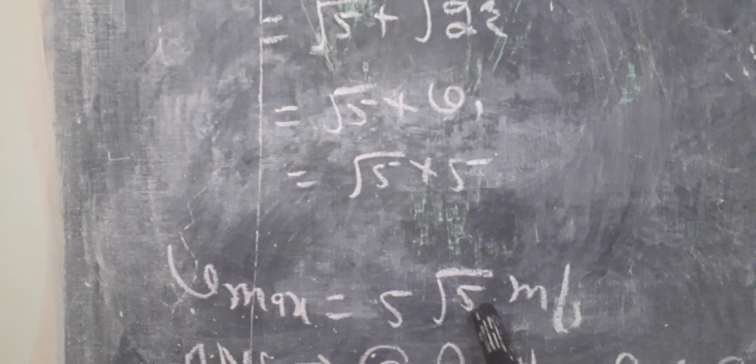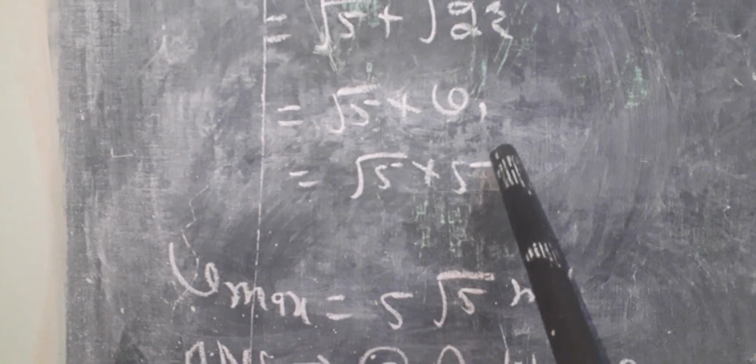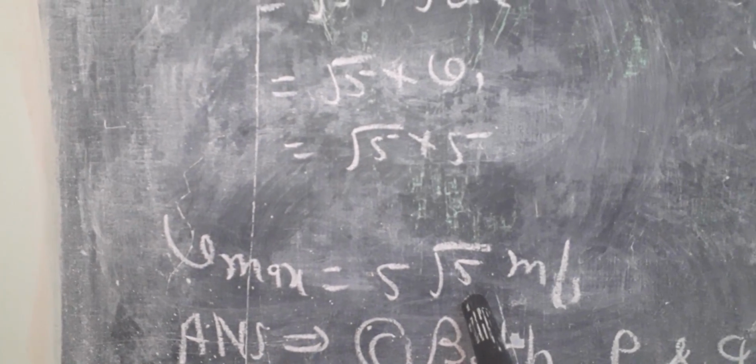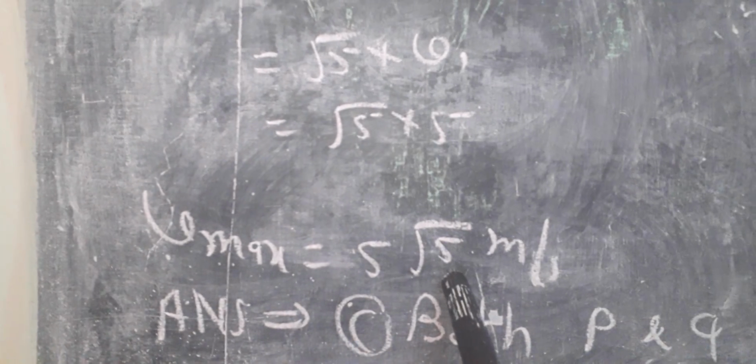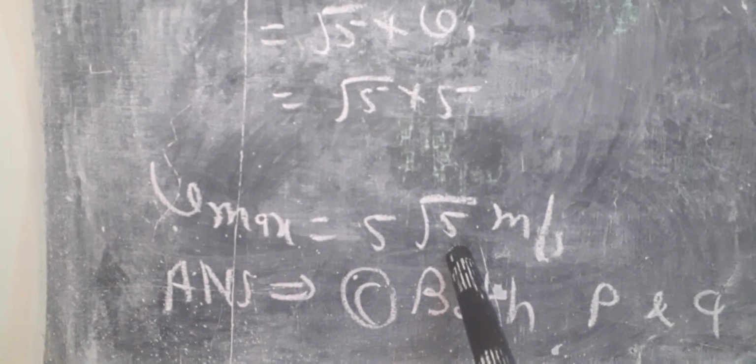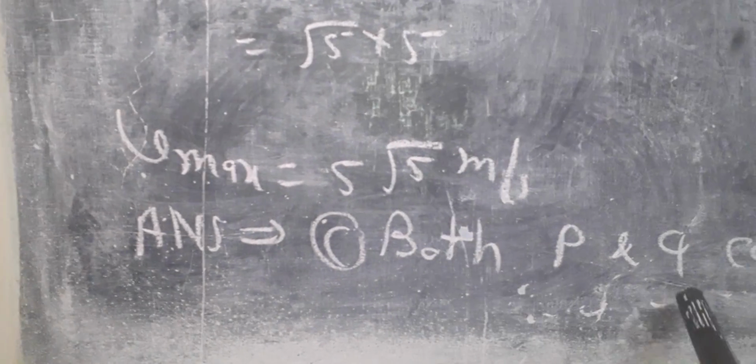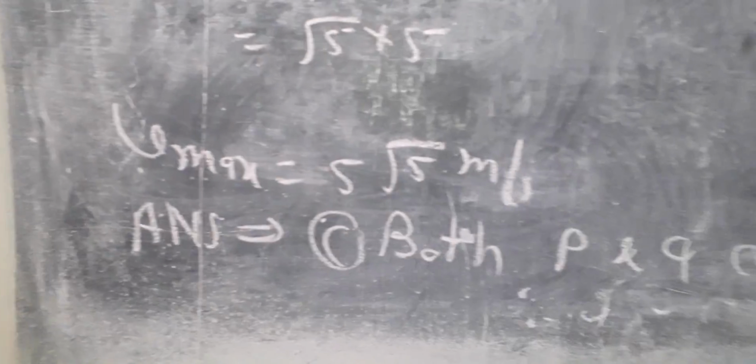V1 is known to us, it is 5. So 5 root 5 is the maximum speed with which the particle is moving in VCM. So answer is C. Both P and Q are correct answers.